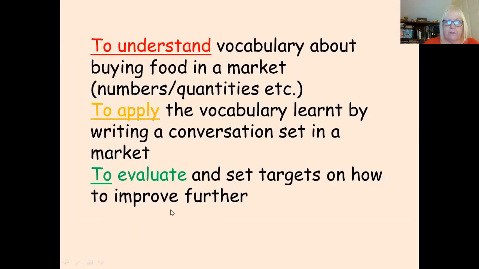Basically, just moving on to have a look at a recap of the objectives again for this week. So far we've done the vocabulary, we've bought food in a market, we've done some listenings, and you've now written out the conversations set in the market. So we are well into the objectives for this week.